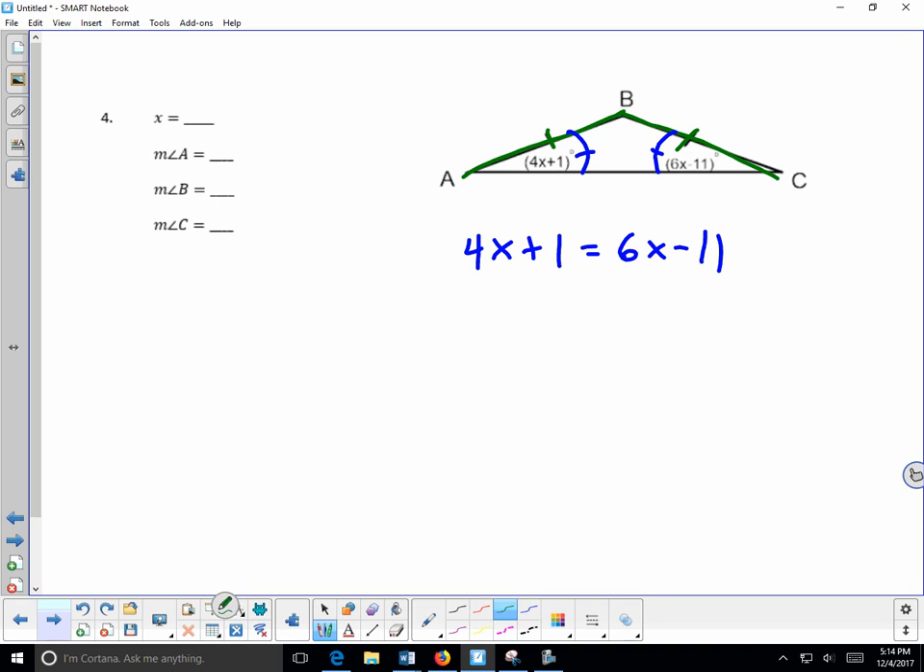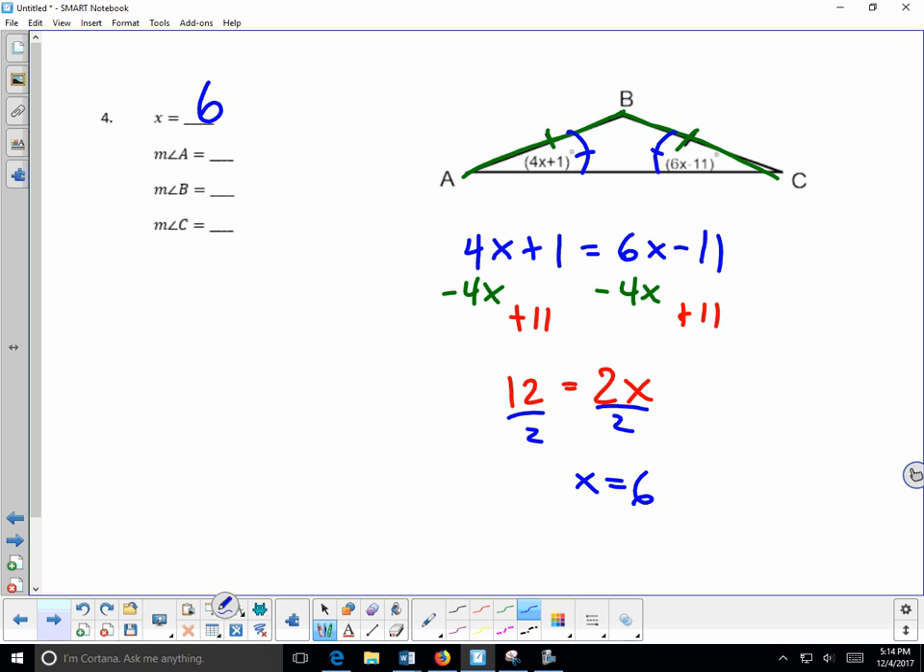And we're solving. Let's subtract 4x from both sides, and let's add 11 to both sides. So on the left side we get 12, and on the right side we get 2x. Dividing both sides by 2, we get x equals 6. So we know x is equal to 6, so we can plug 6 in to find the measure of angle A. If we do that, we're going to have 4 times 6 plus 1. That's 24 plus 1, which is 25.